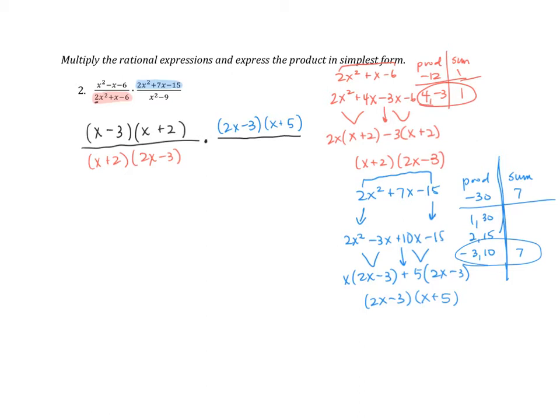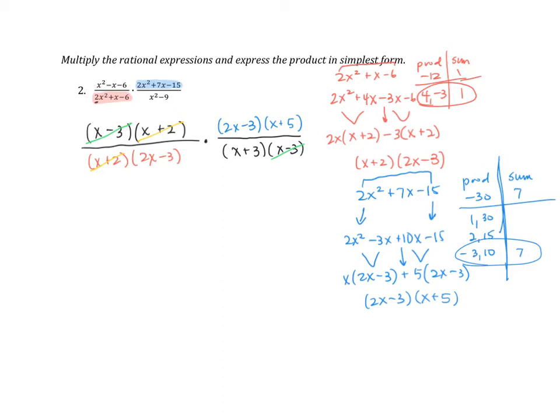All right, and then the bottom, that's just a difference of squares. So that's going to be x plus 3 and x minus 3. Okay, so that is really the longest part of the problem, is factoring. Now that you have it all factored, for a product, you can cancel any numerator with any denominator. So I'm going to have x minus 3 is the same as x minus 3. One's on the top, one's on the bottom, so I can cancel them out. I also have x plus 2 and x plus 2. I can cancel those out.